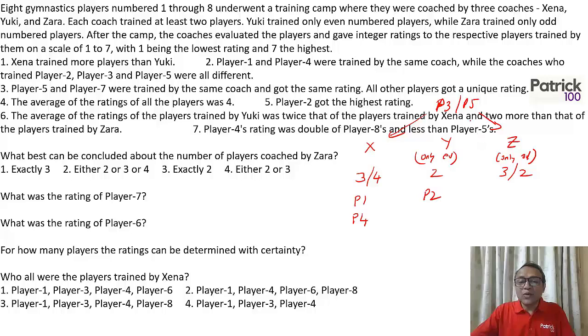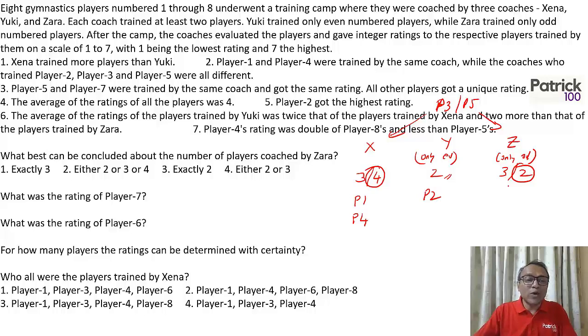So technically, if you look at it, player 3 and 5 can go with X and Z. I'm just looking at it. That means X already has 2 odd numbered players. It has to have 2 even numbered players, because there are 4 even numbered players. 2 are trained by Y. So 2 has to be trained by X. So X is training 4 players, which means Z is training 2 players. Again, not necessary. You can interpret this later on. I just got it. Therefore, I just said, let me just classify it as 4, 2, 2.